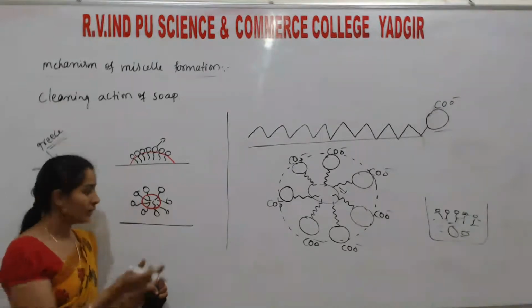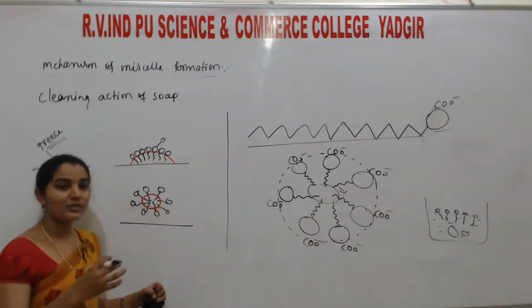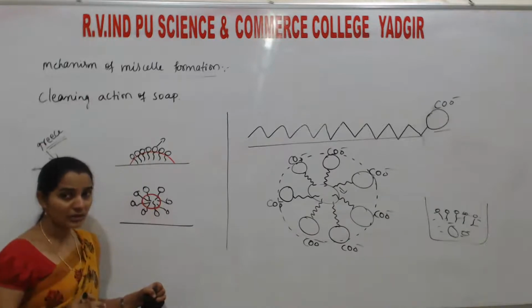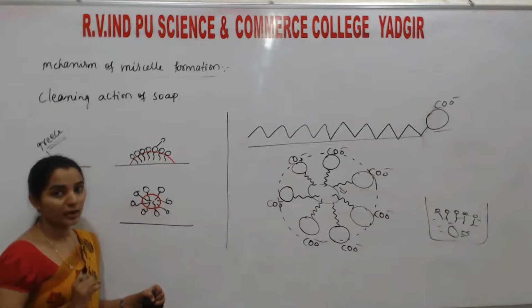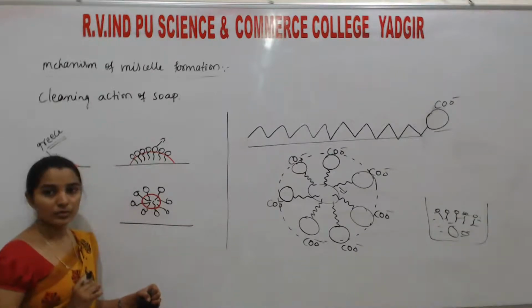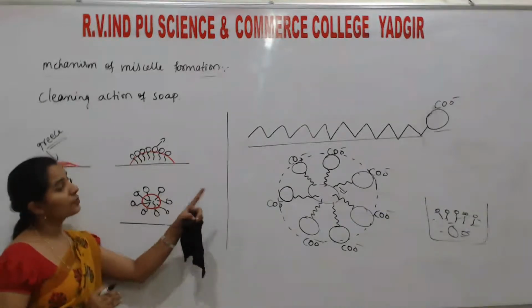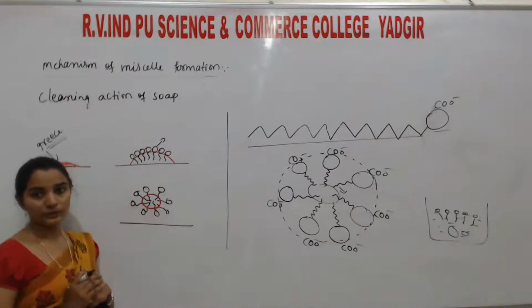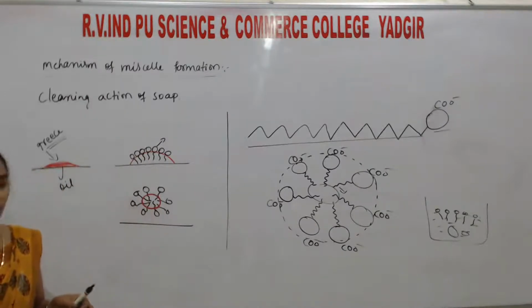That is what is nothing but formation of micelles. If micelle formation is more, that means they are easily removing the dust particles. If micelle formation is less, they are unable to form this type of compounds, which means they are unable to remove the dust. Understand? So this is all about the mechanism of formation of micelles and also the cleaning action of soap. Understood? Okay. So the next one is preparation of colloids.